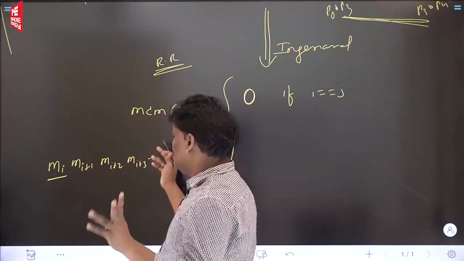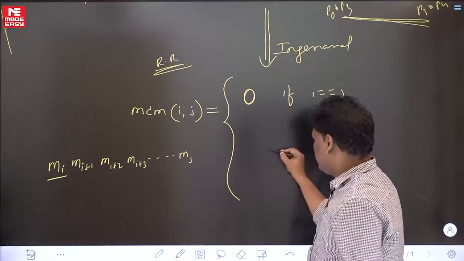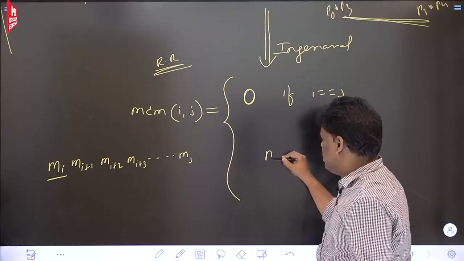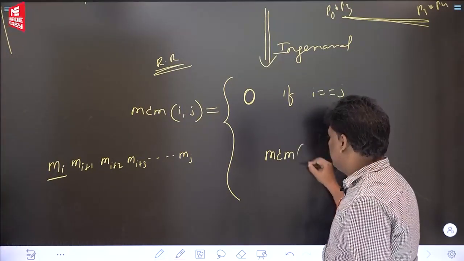But two parts will be there and no gap also. This is the answer. See, this is the answer. MCM of, carefully listen, MCM of, right?